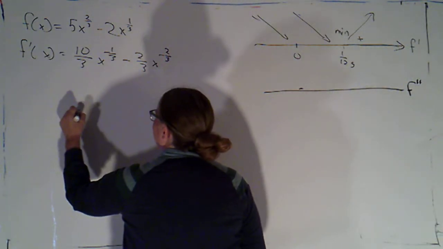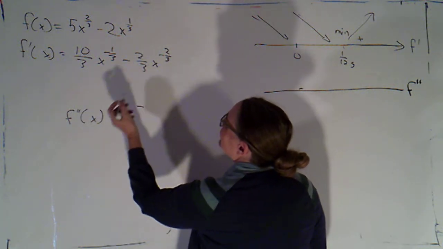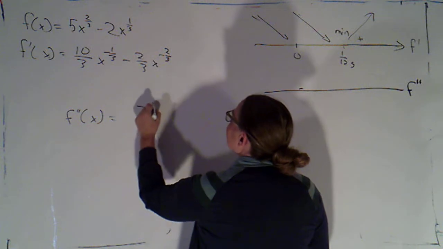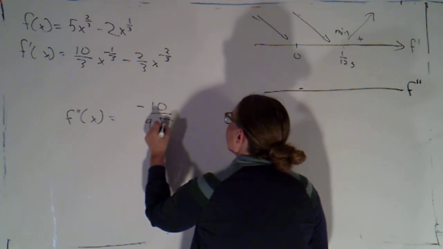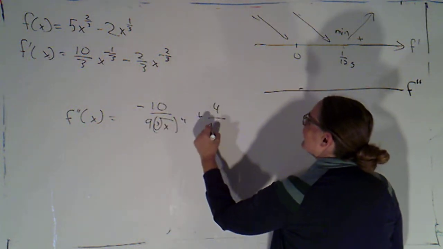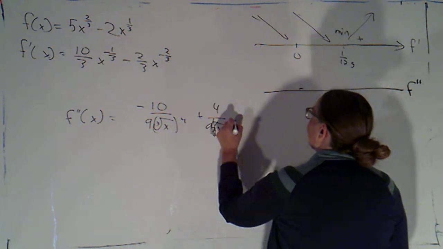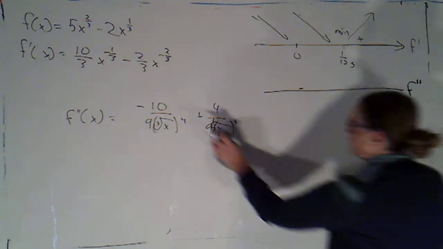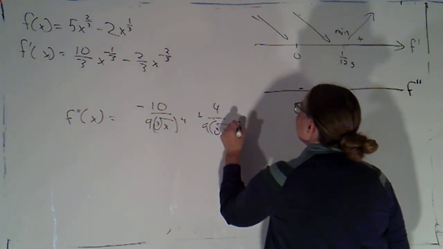So what was f double prime of x? It was negative 10 over 9 x to the negative 4 thirds. So cube root of x to the 4th plus 4 over 9 cube root of x to the 5th. Okay. That's messy.